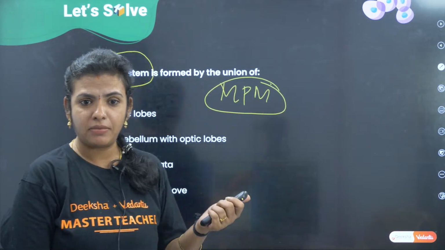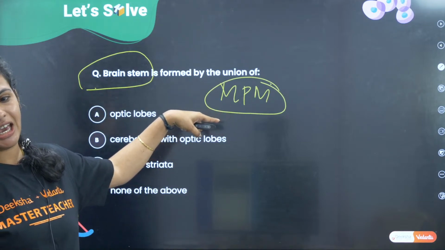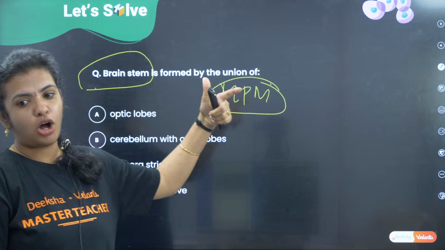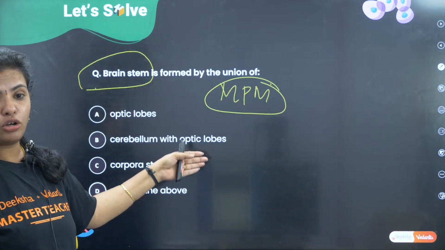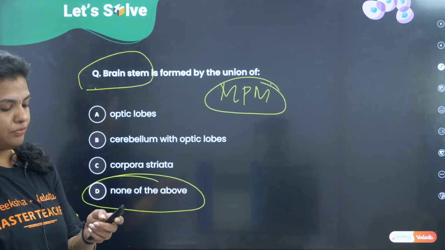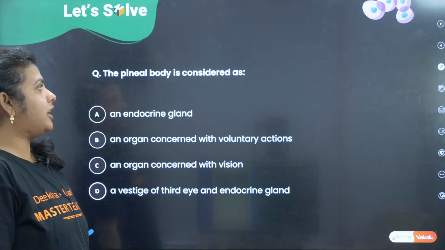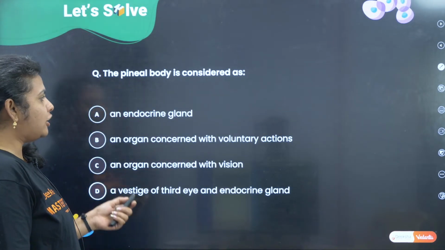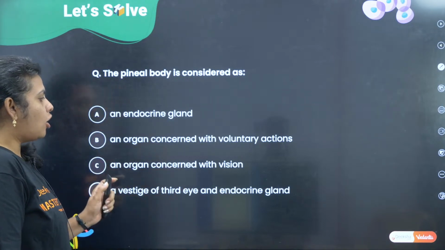What is this MPM? Please type the answer, what is MPM? Midbrain, pons and medulla, correct? Do we have any of that here? We don't have any of it here. So it is going to be none of the above. All right. Okay. The pineal body is considered as an endocrine gland, an organ concerned with voluntary actions, organ concerned with vision, a vestige of third eye and endocrine gland.